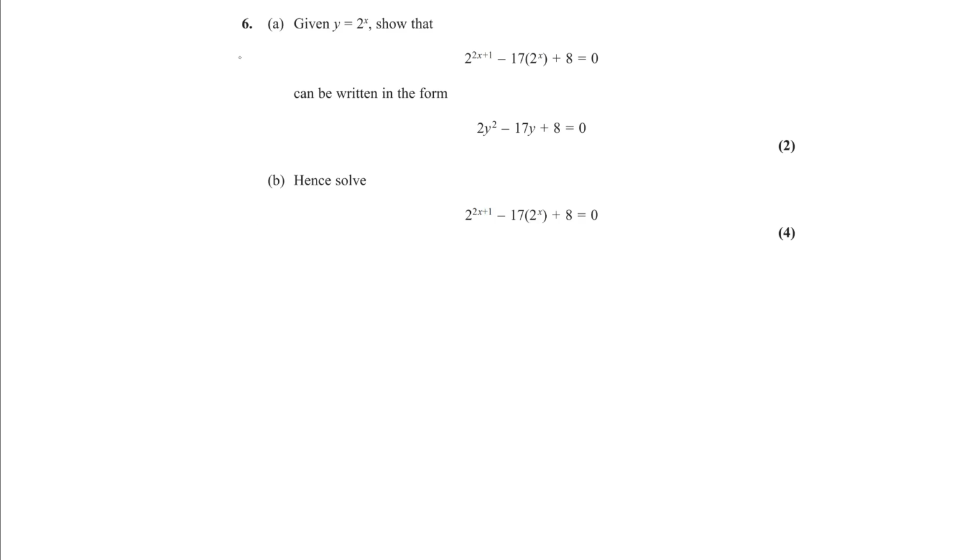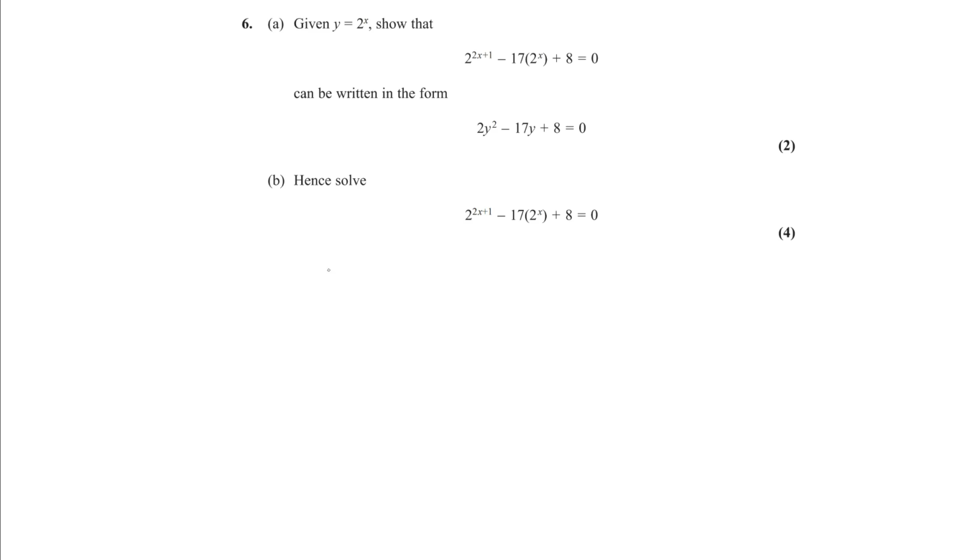So we're looking at question 6 of the 2017 C1 paper. And question 6 says that given y is equal to 2 to the x, show that 2 to the 2x plus 1 minus 17 times by 2 to the x plus 8 equals 0 can be written in the form 2y squared minus 17y plus 8 is equal to 0.